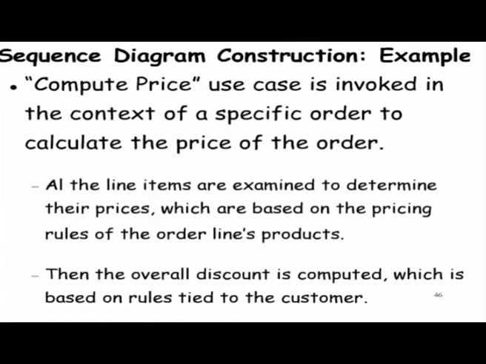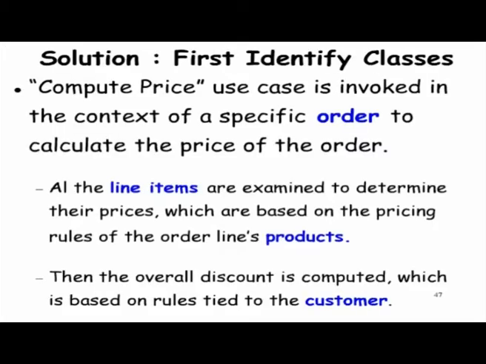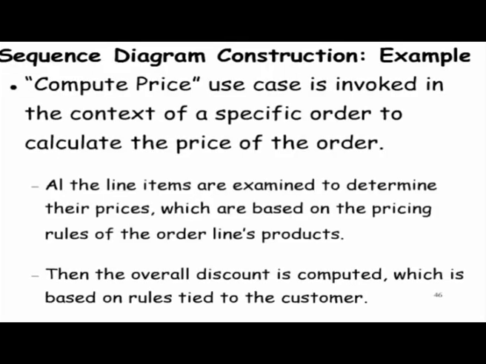Of the sequence diagram: the compute price use case is invoked in the context of a specific order to calculate the price of the order. All the line items are examined to determine their prices, which are based on the pricing rules of the lines, and then the overall discount is computed, which is based on rules tied to the customer. So specific customers will get specific discounts. So once we have got such a description, the first thing is to identify what are the classes that are participating, and then what methods they are calling and in what sequence.